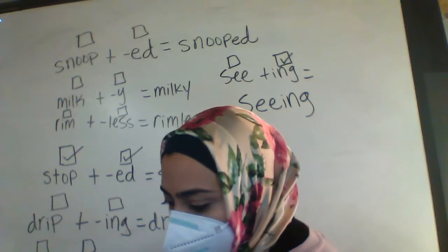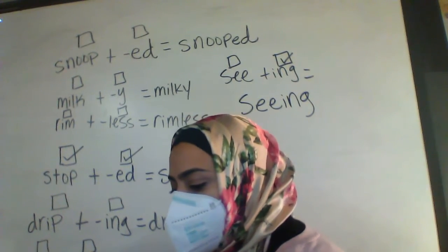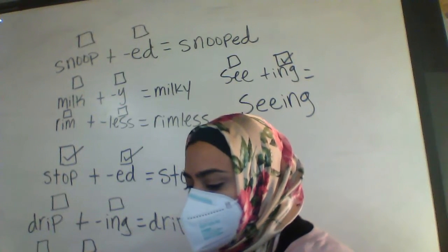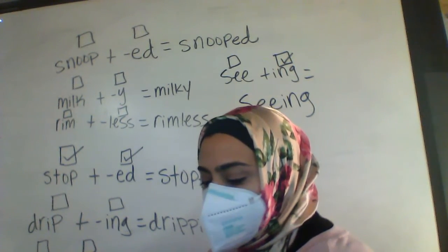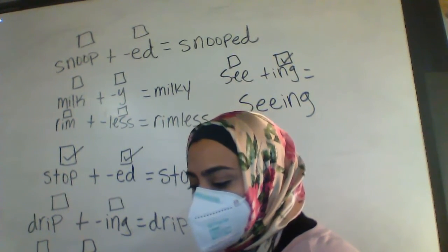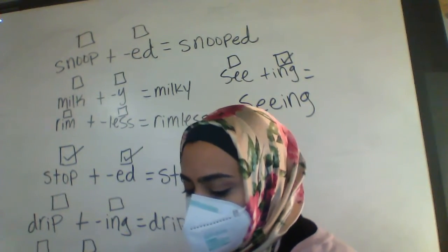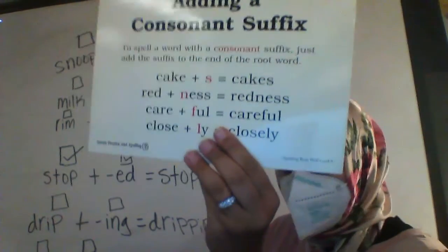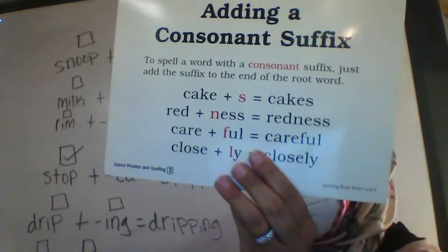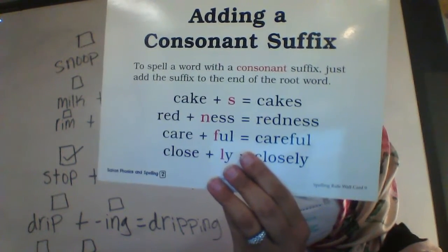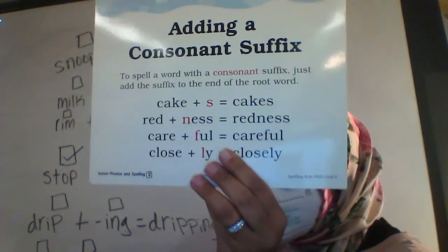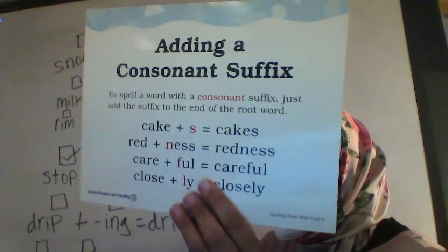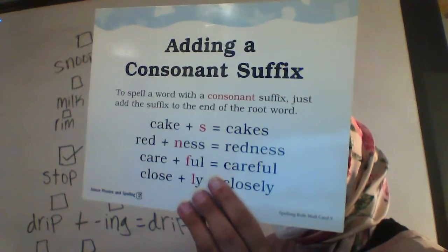So our check mark procedure worked again. Remember, when you spell a word that contains a suffix, use the check mark procedure we learned today to help you spell the word correctly. We also have two new rule cards to help you remember how to spell these words.